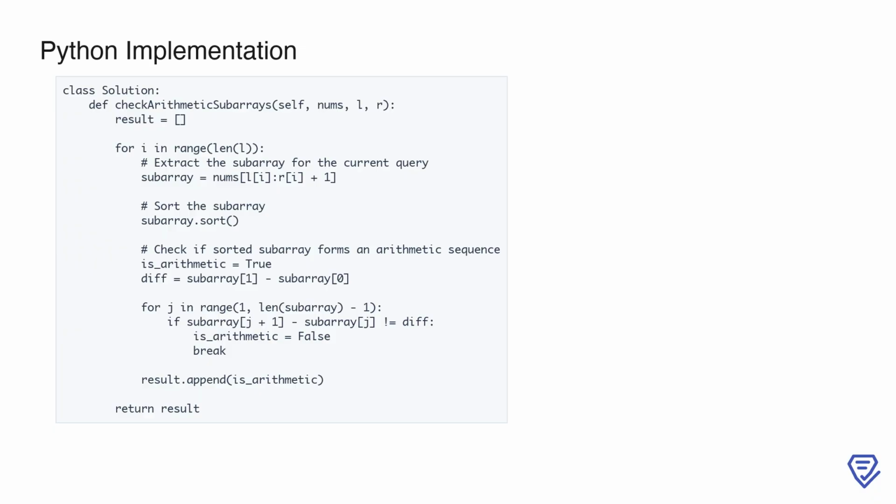7. Returning the results. Once all queries are processed, the result list is returned containing the Boolean values for each query. This solution is efficient for queries because sorting each subarray dominates the time complexity. Sorting has a complexity of O(k log k) for a subarray of size k, and this is done for each query. The approach is simple yet effective, leveraging sorting and a linear check to validate arithmetic sequences.